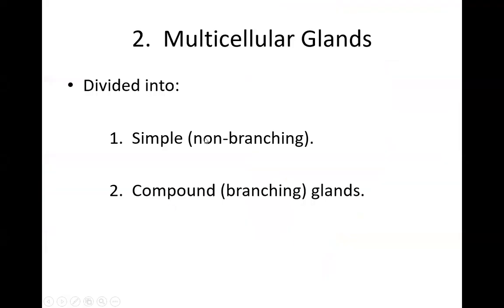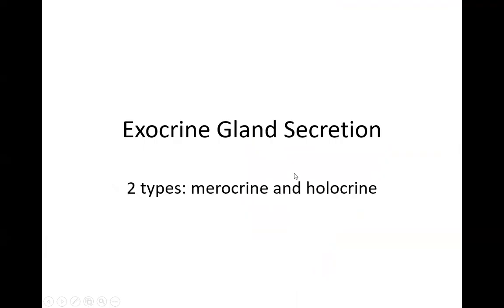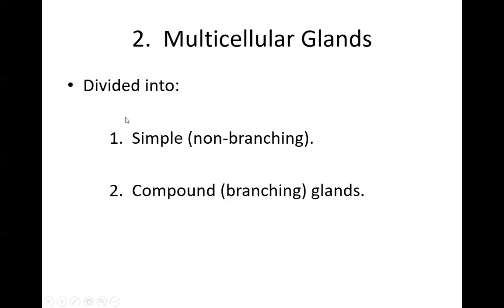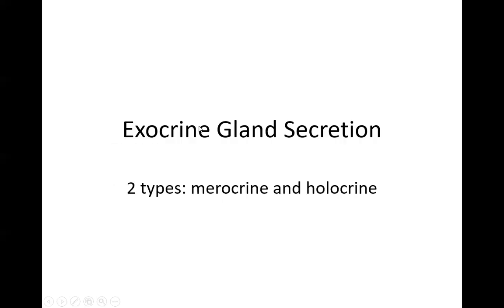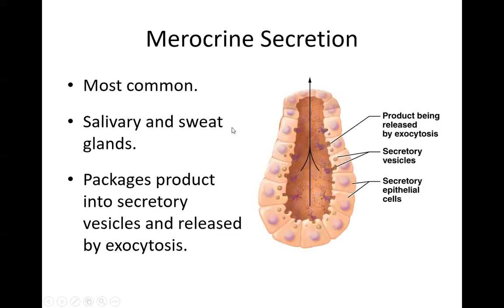Multicellular glands are divided into simple, non-branching glands and compound, branching glands. The exocrine glands, as we said, secrete into a duct. So there are merocrine glands and holocrine glands.